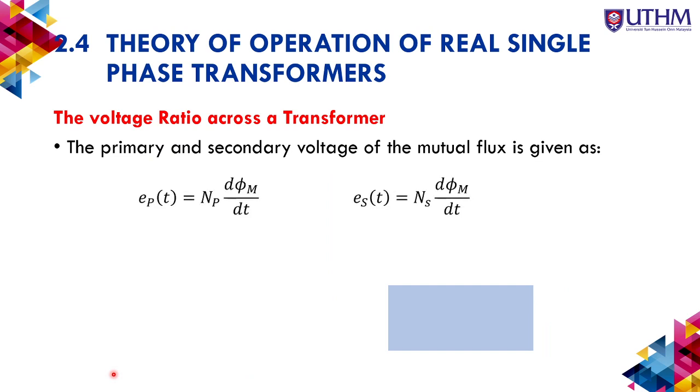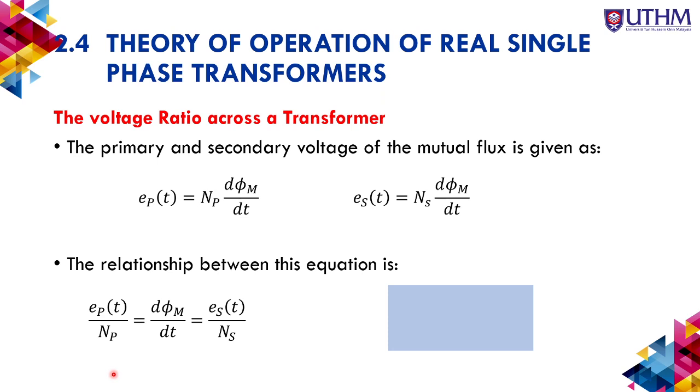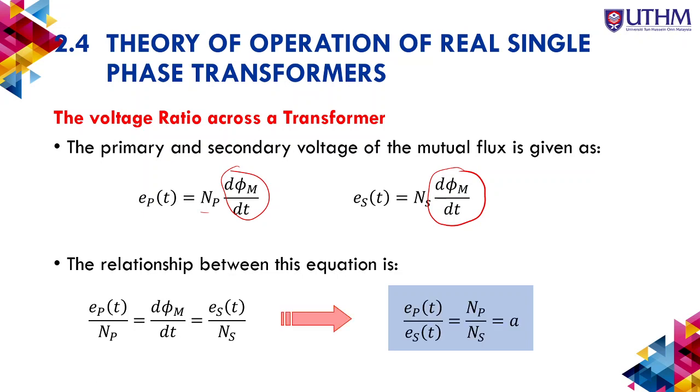Okay, so we take the mutual flux, the induced voltage in the mutual part. Okay, so we can see that dΦm over dt will be the same for both. So this side will be the same. So this one we try to pull down here, and then we try to get the relationship between the primary and secondary. Okay, so they will become EP divided by ES equal to NP over NS equal to the turn ratio.